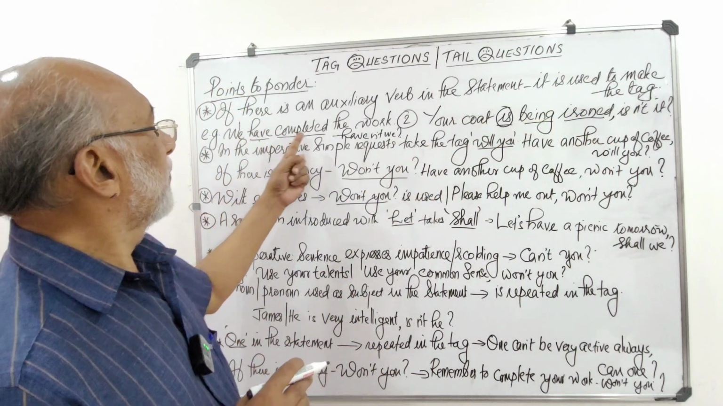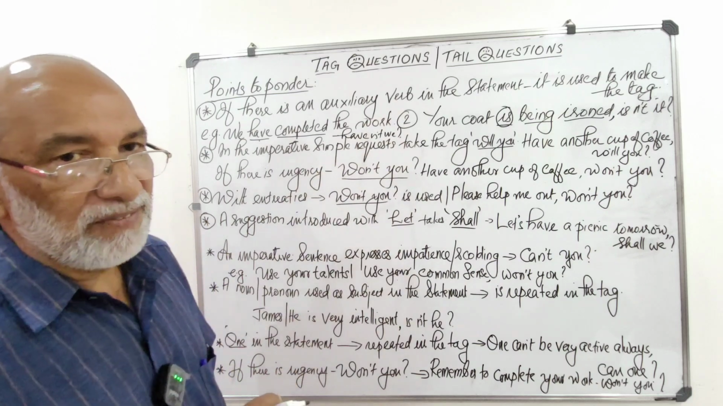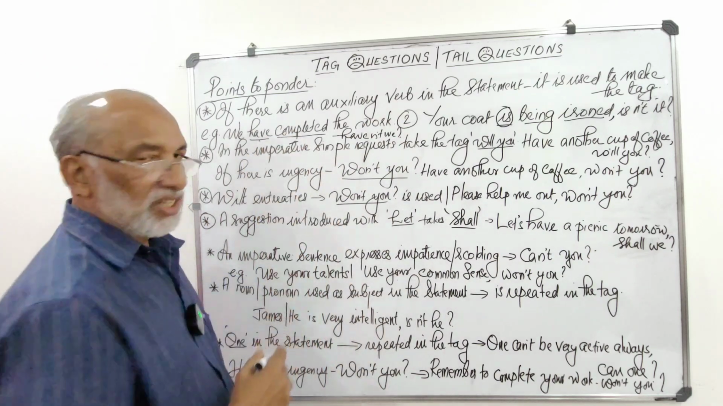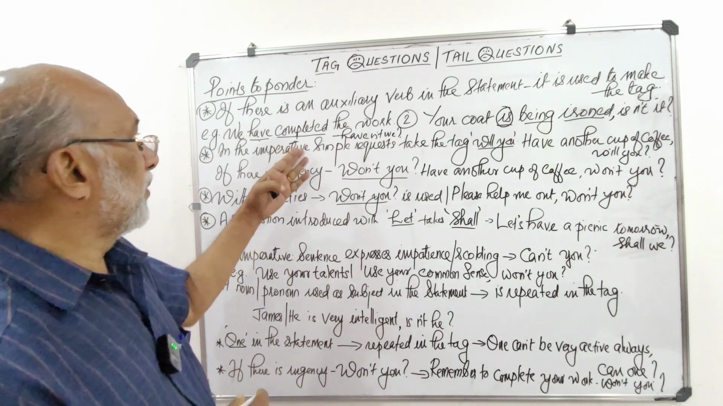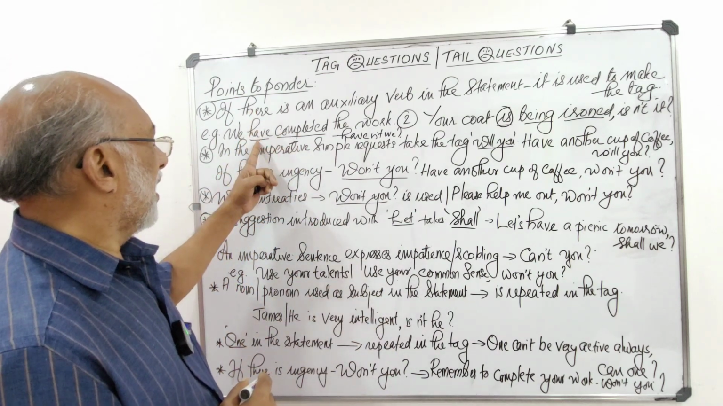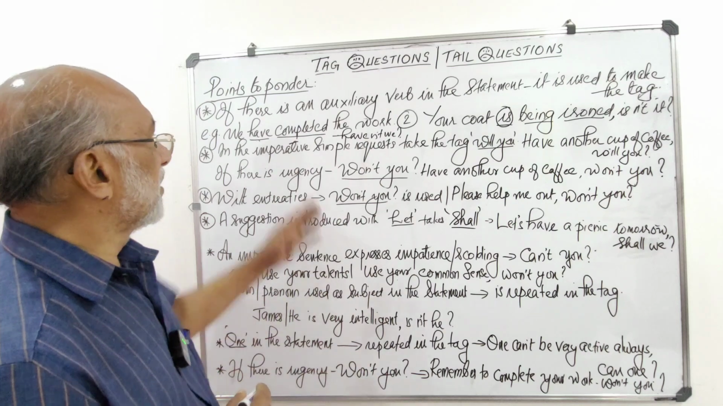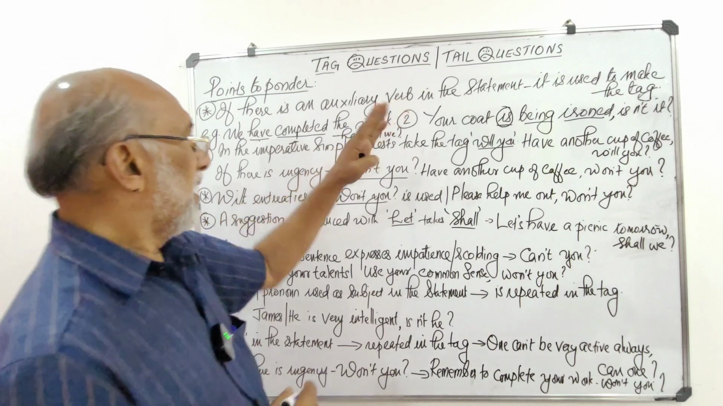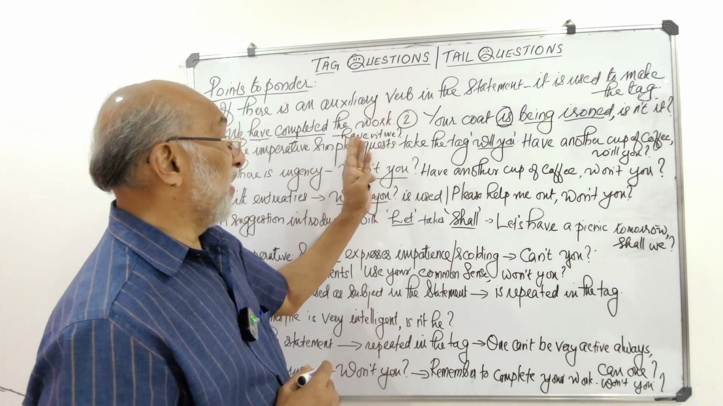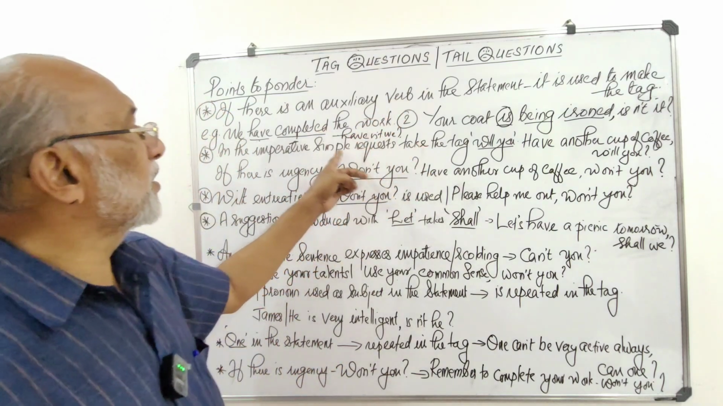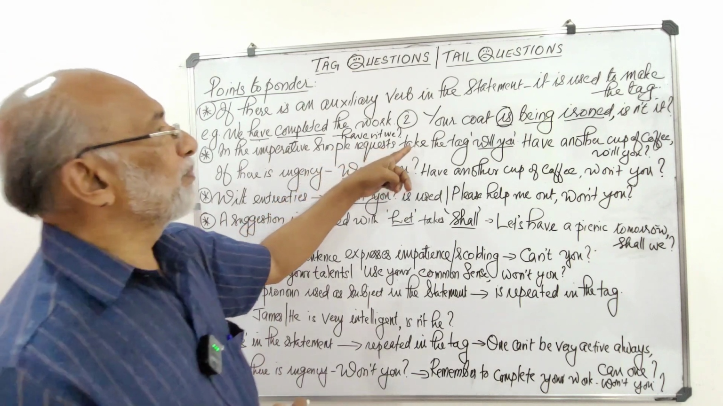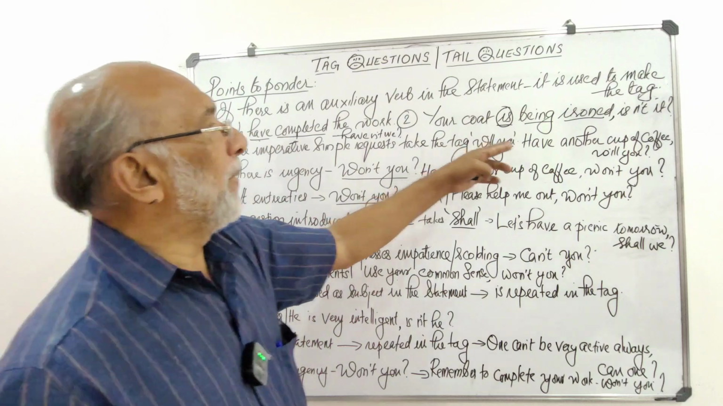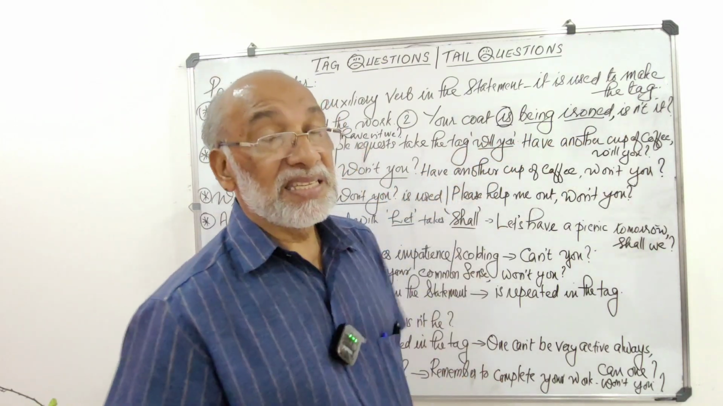Okay, we have completed the work. Here, have is the auxiliary and completed is the main verb. Here, have is used to frame present perfect tense. We have completed the work, haven't we? It's positive, so it is made negative. Haven't we? Then, second one, your coat is being ironed, isn't it?